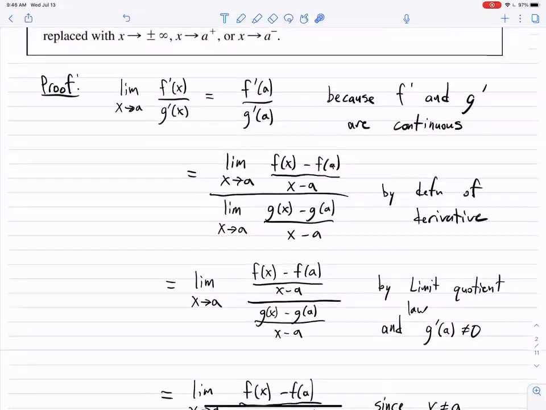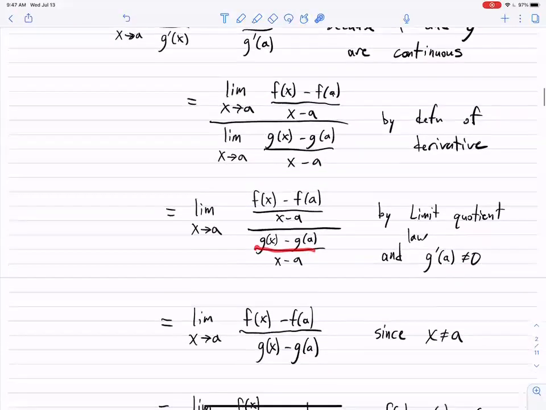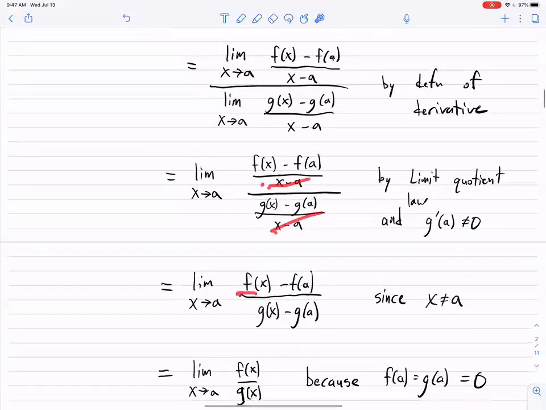And then what we can do is we can pull out the limit because this is just a quotient of two things. And then you have f of x minus f of a over x minus a, g of x minus g of a over x minus a. But then since x minus a is not 0, that cancels out with that. Those two things cancel out. And so we get f of x minus f of a over g of x minus g of a.